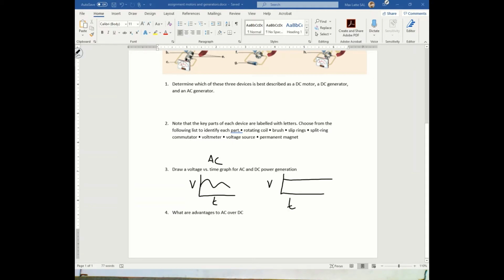And what are advantages to AC over DC? Well, AC can transmit longer distances, it can use transformers, and it's more efficient. It's a more efficient way of generating electricity because you don't have that split ring commutator that causes a lot of friction. Okay, so hopefully that helps, and let me know if you have any questions.